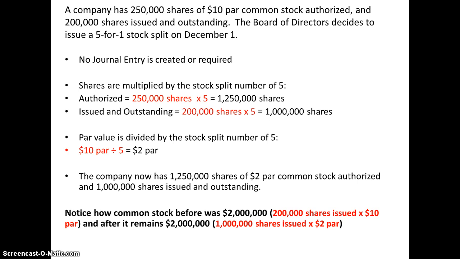Notice how common stock before the stock split was $2 million, calculated as the 200,000 shares issued times $10 par. After the stock split, it remains $2 million. We just have 1 million shares with a $2 par value. So a stock split is just taking a bigger piece of a whole and dividing it into smaller pieces. The value doesn't change, just the value per share changes.